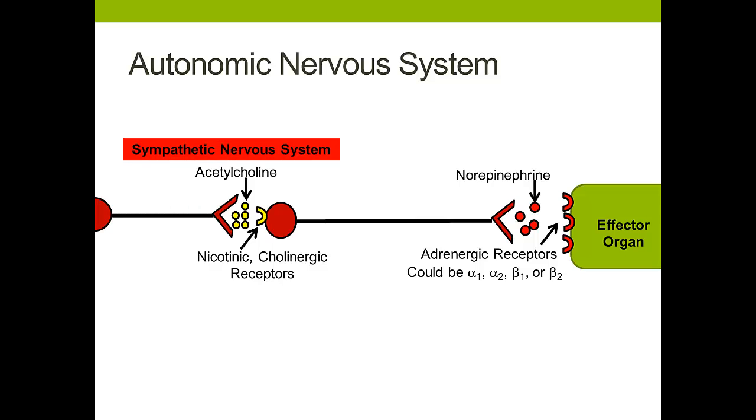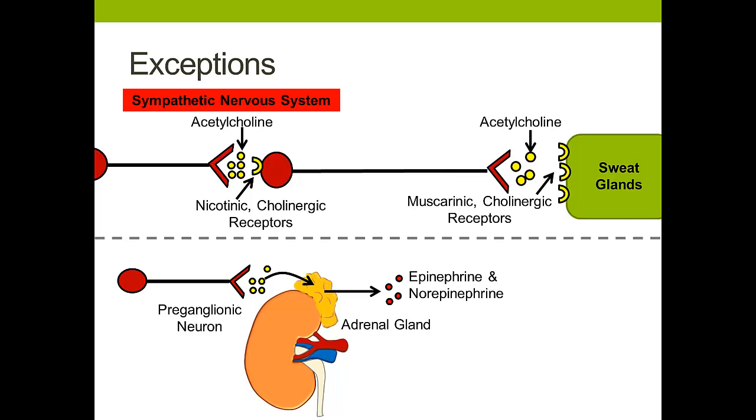There are two main exceptions in the arrangement of the sympathetic nervous system. At the sweat glands, the postganglionic sympathetic neurons do not release norepinephrine. Instead, they release acetylcholine, which binds to muscarinic cholinergic receptors.